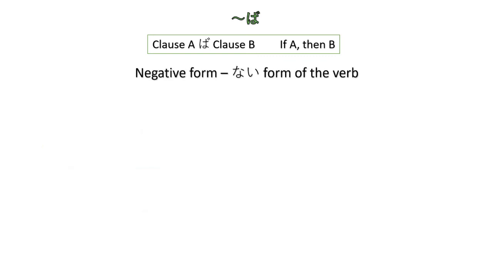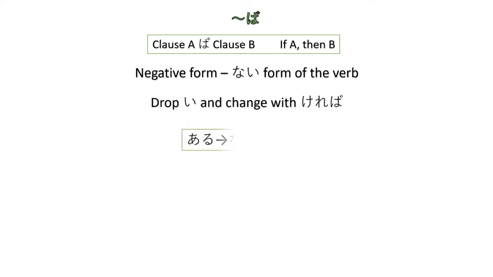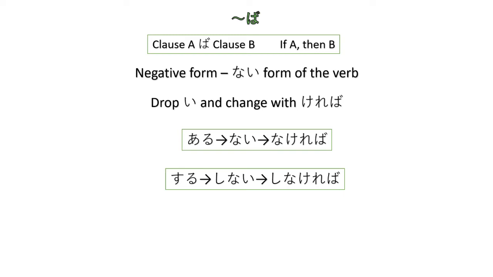We also have the negative form, that is the nai form of the verb. Nai, drop i, and then change with kereba. For example, aru, the nai form is nai, and then nakereba. Suru, shinai, shinakereba. Okay?